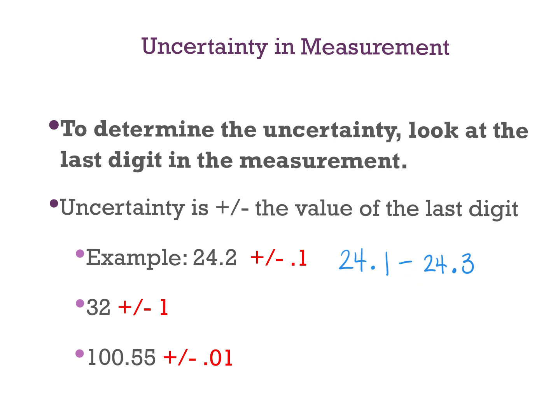Let's say your measurement's 32. What's the place of the last digit here? What place value is that? Ones. So your uncertainty is just plus or minus 1. What's 32 minus 1? 31. What's 32 plus 1? 33. So it means that the true value of that measurement is somewhere between 31 and 33.